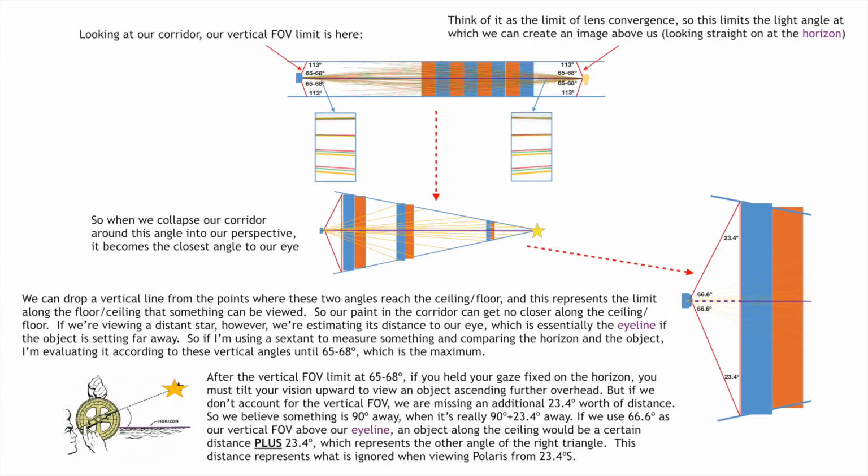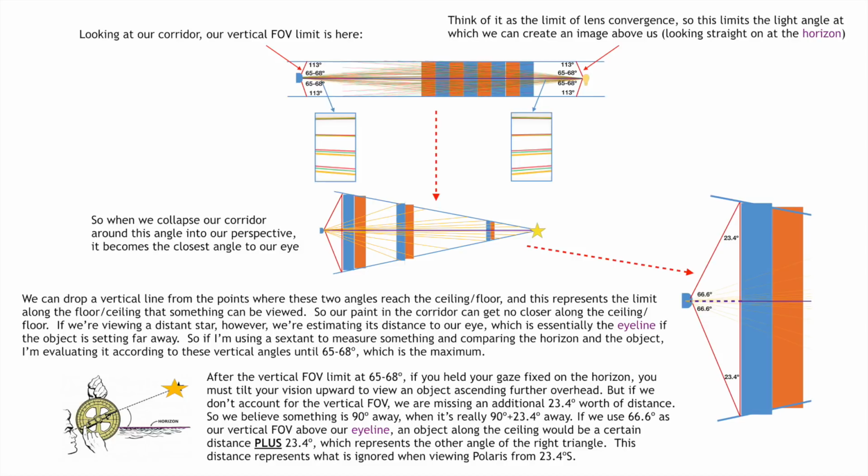So we'll explain that a little bit here. Looking at our corridor, our vertical field of view limit is here. Over on the left, you can see how the angles diverge and converge from the light source, and they are converging back on our lens. So think of this limit as a limit of lens convergence. This limits the angle at which we can create an image above us or below us, looking straight on at the horizon. So when we collapse our corridor around this angle into our perspective, it becomes the closest angle to our eye. In other words, it's the closest angle with which we can view those paint stripes, essentially.